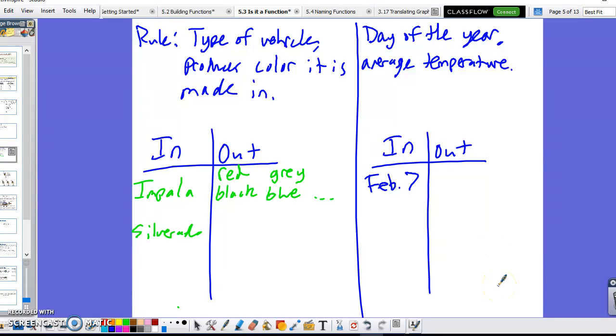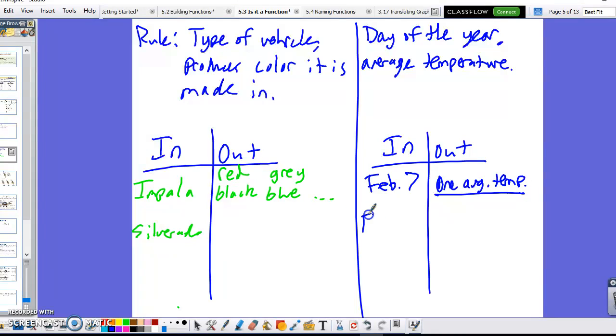Okay, is there more than one average temperature for February 7th? The answer is no. You take all the previous years that we have record for February 7th in Waterloo, Iowa, add them all up, divide by how many you have, and your output is, you have one, and I don't know what it is. So you have one average temperature.